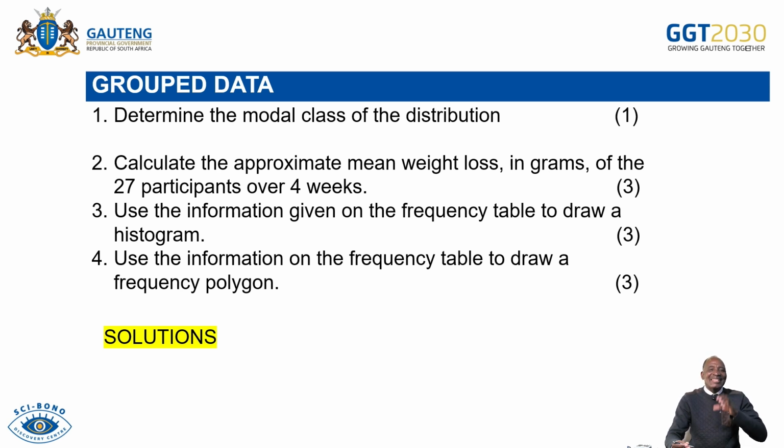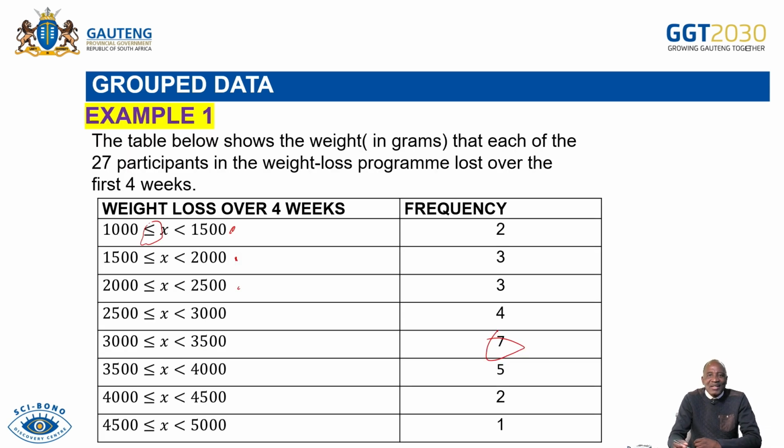They will yield the same result depending on what information you are looking for. Right, so let's have a look at our solutions. I want you to go back to the table and quickly identify for me what they call the modal class. I will also add something there. The modal class. Which one is our modal class? And I'm emphasizing modal class.